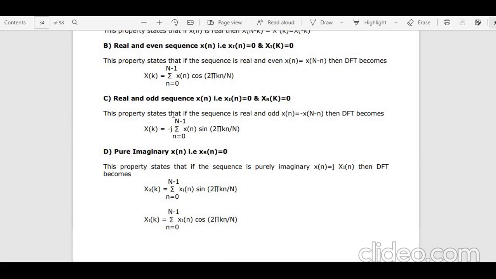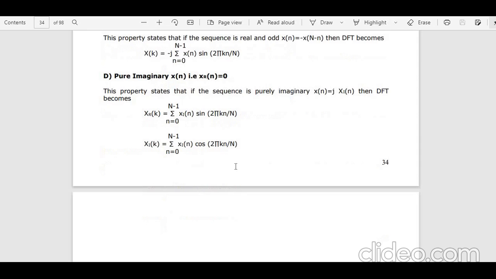For the same, a real and odd sequence is the reverse of it. So xi of n is equal to 0 and xr of k is equal to 0. If the real part of the k domain and the imaginary part of the n domain are both 0, then we can say it is a real and odd function. And for a pure imaginary function, xr of n is equal to 0, then we can consider it a pure imaginary function. These are the functions we talked about in the previous session also.